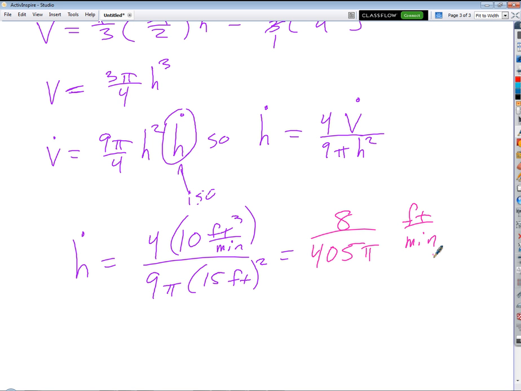How did we flip the 4 and the 9? You multiply by the reciprocal to get rid of that, right? So that put the 4 on top, the 9 pi on the bottom. I'm going to divide or multiply by 1 over 8 squared, so that goes to the bottom, right?